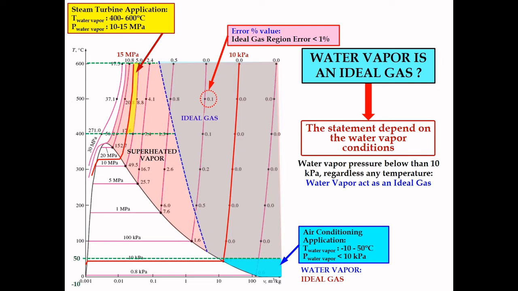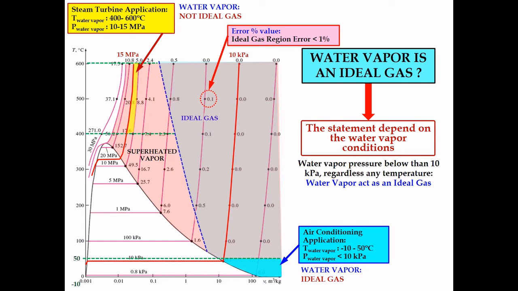So we have the water vapor temperature around, let's say, 400 to 600 degrees Celsius, and the water vapor pressure range inside the turbine is around 10 to 15 megapascal, for example. Okay, so the yellow color region represents the region for the steam turbine application in terms of water vapor condition. So for this case, water vapor is not an ideal gas, so we cannot treat the water vapor for the steam turbine application as an ideal gas.